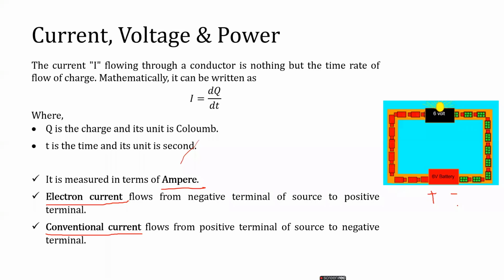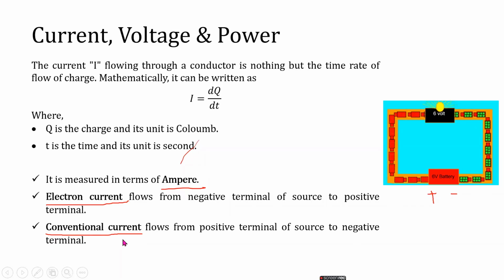Electron current always flows from the negative terminal of the battery. It reaches the load and comes back to the positive terminal. So electron current flows from the negative terminal of the source to the positive terminal. Just keep that point in your mind. That is what the electron current is.